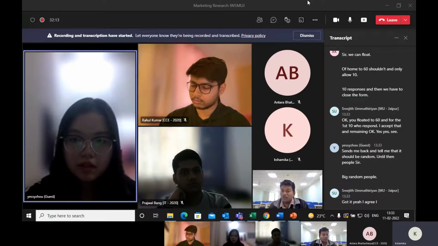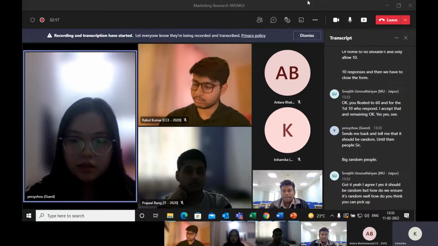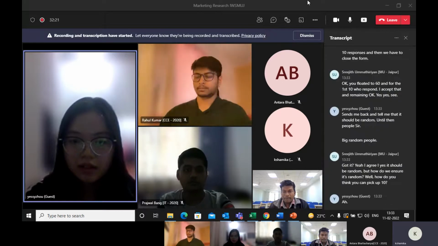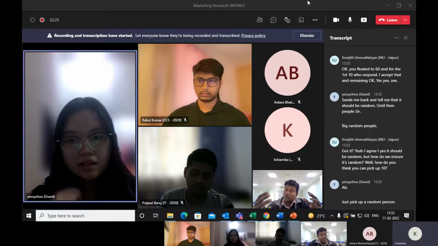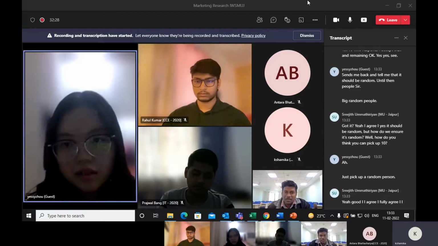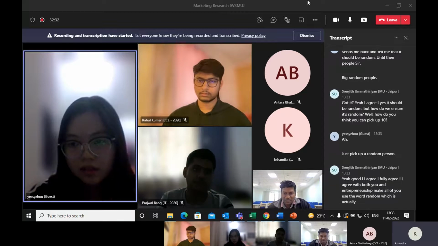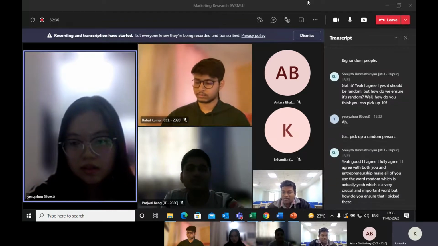Yes, it should be random, but how do we ensure it's random? How do you think you can pick up 10? Just pick up a random person. Yeah, I fully agree with both you and Antara and Shamika. All of you use the word random, which is a very crucial and important word. But how do you ensure that I pick these 10 random people? How do you do it in practice?